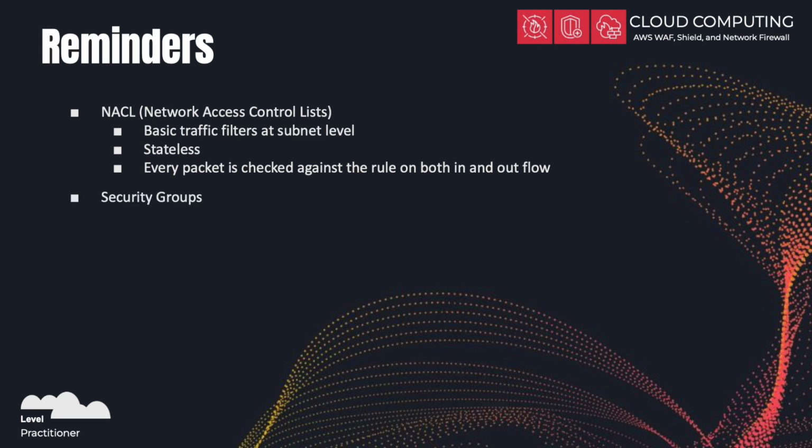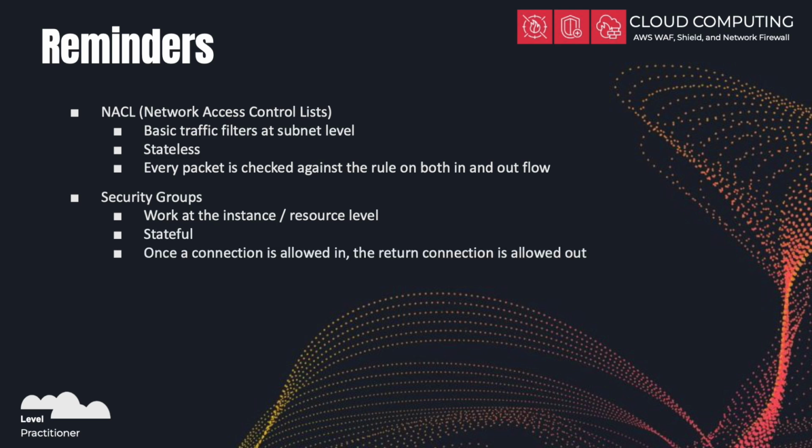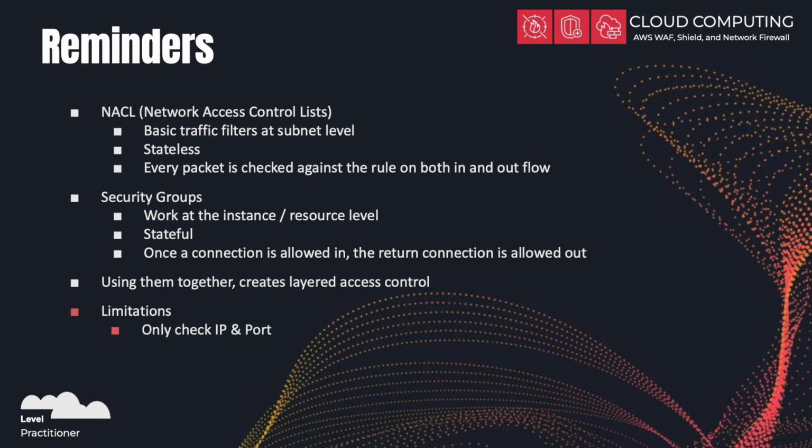And security groups, on the other hand, work at the instance or resource level, and they are stateful. Once a connection is allowed in, the return traffic is automatically allowed out, even if you don't write an outbound rule for it. When you use NACLs and security groups together, you can build layered access control around your resources in a VPC. But they still only look at basic things like IP addresses and ports. They don't really understand what the traffic is actually doing under the hood. And that's where the next set of AWS network security services comes in.